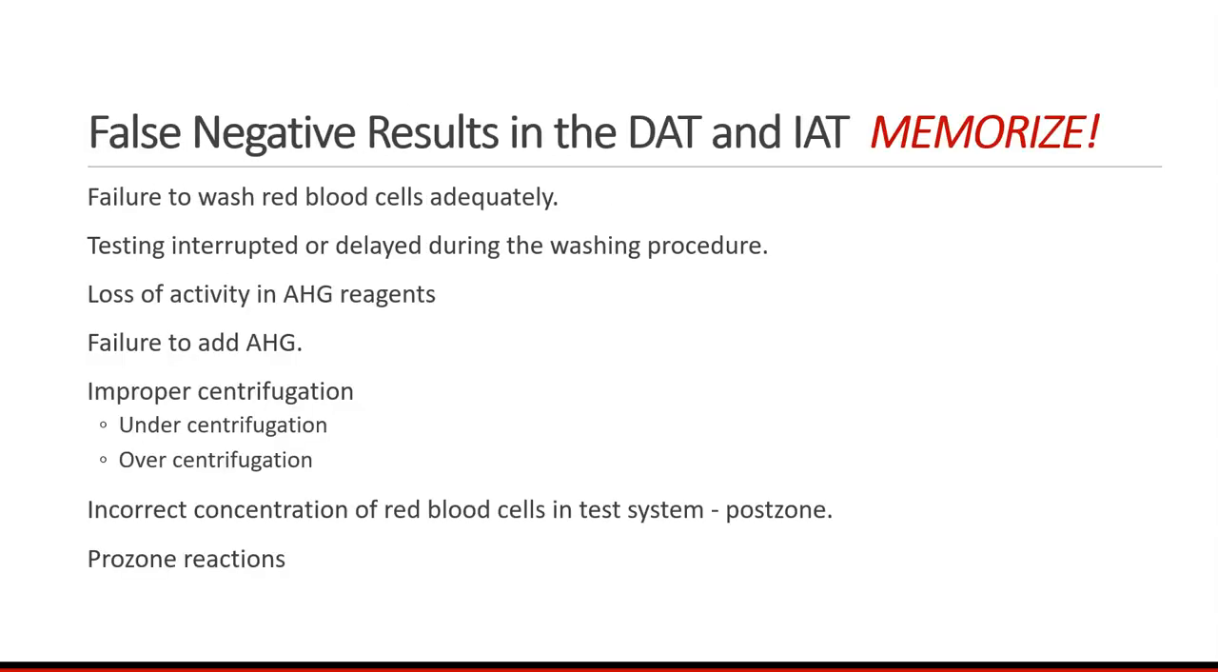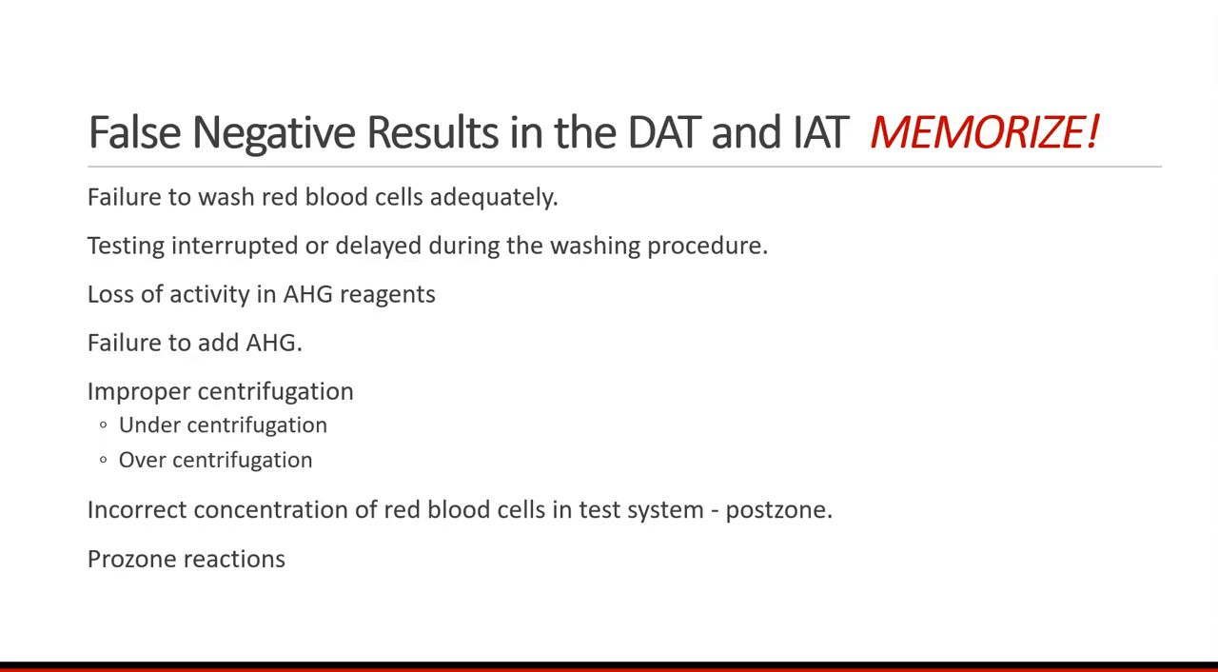It's always crucially important that you know the limitations of your procedures, and this is especially true for the anti-human globulin test. Whether it's the DAT or the IAT, the following are reasons that you may obtain a false negative reaction, and you need to memorize all of these. The first and the most common is failure to wash the red cells adequately.